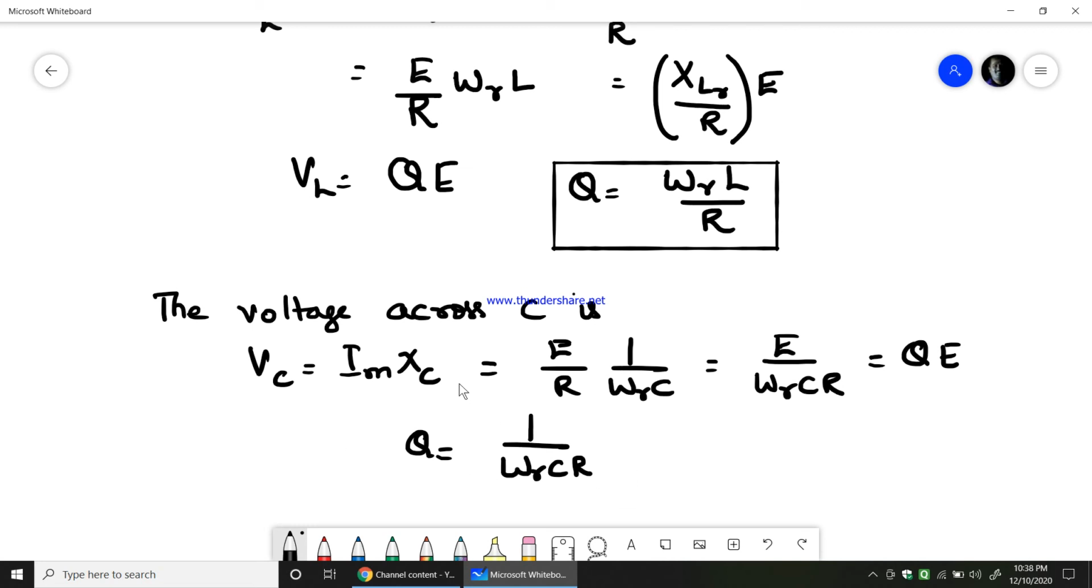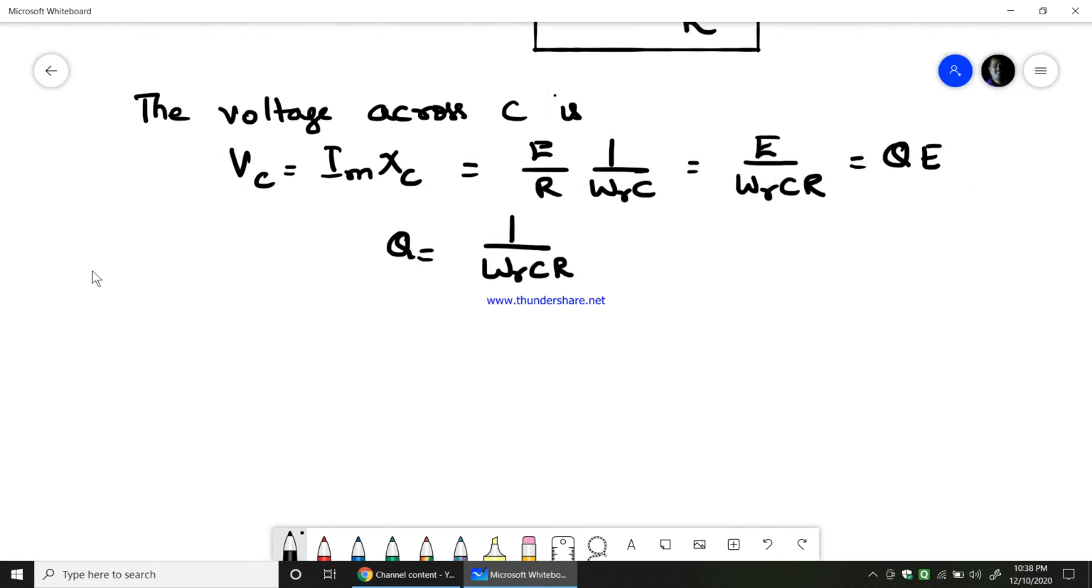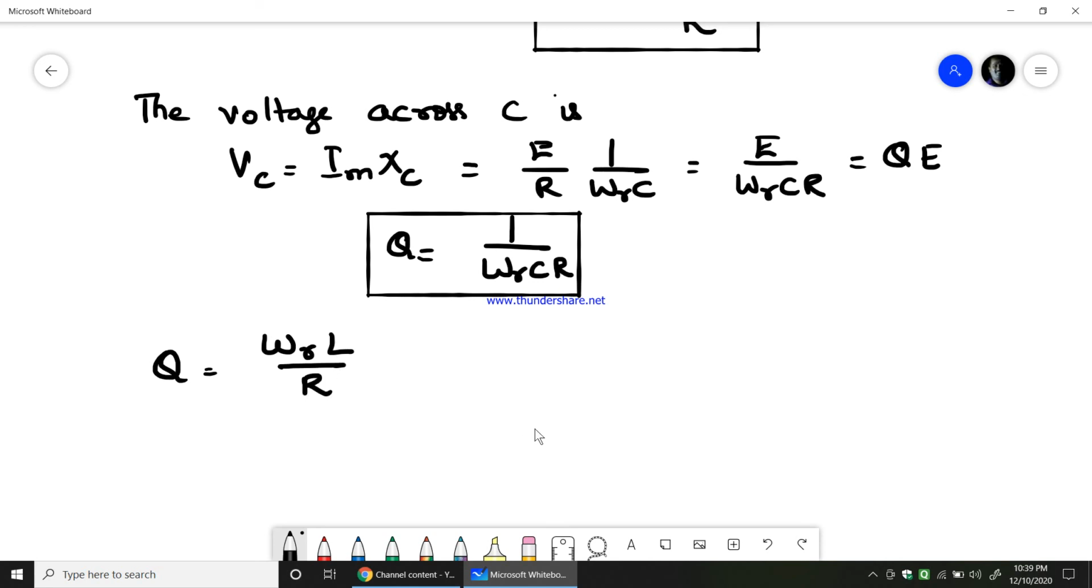So this is the quality factor in terms of the capacitor that we take. Now, let me put a box for this. Now we know that the quality factor is equal to omega R L by R in terms of the inductor that we took. So this omega R, I'll write as 2 pi FR L by R.